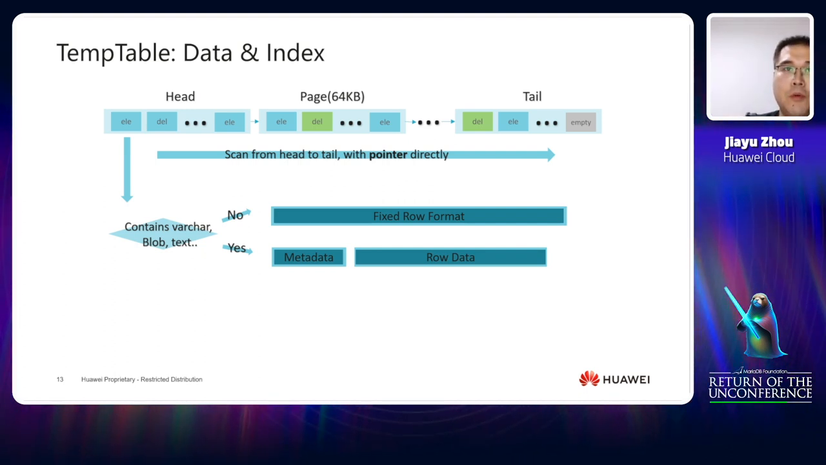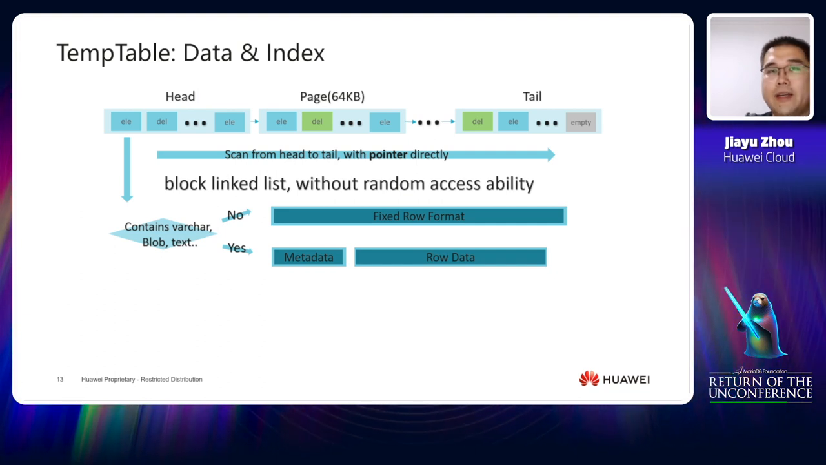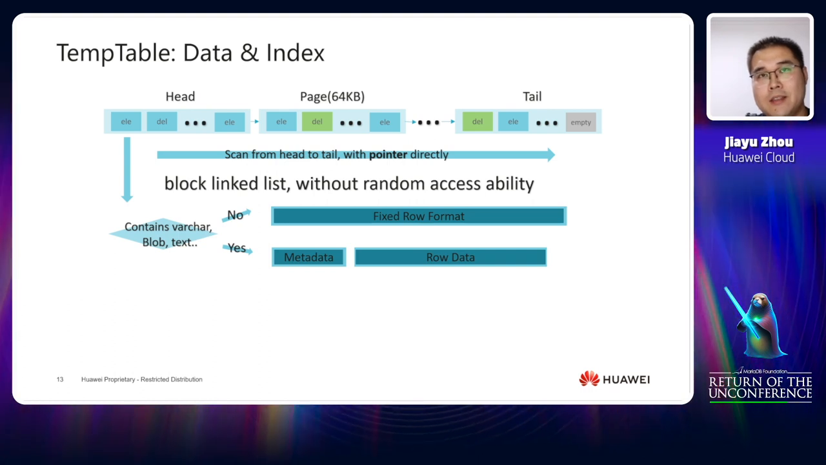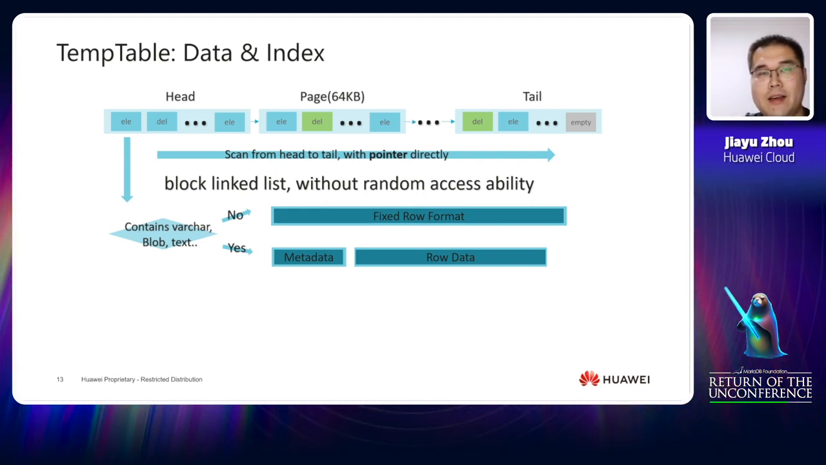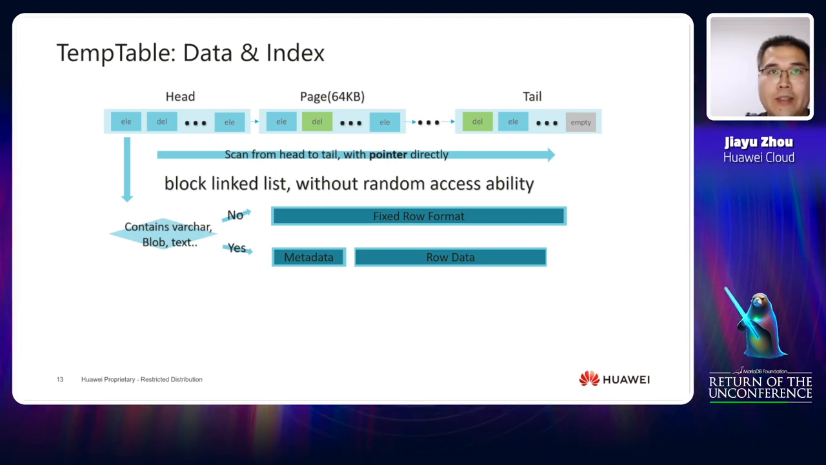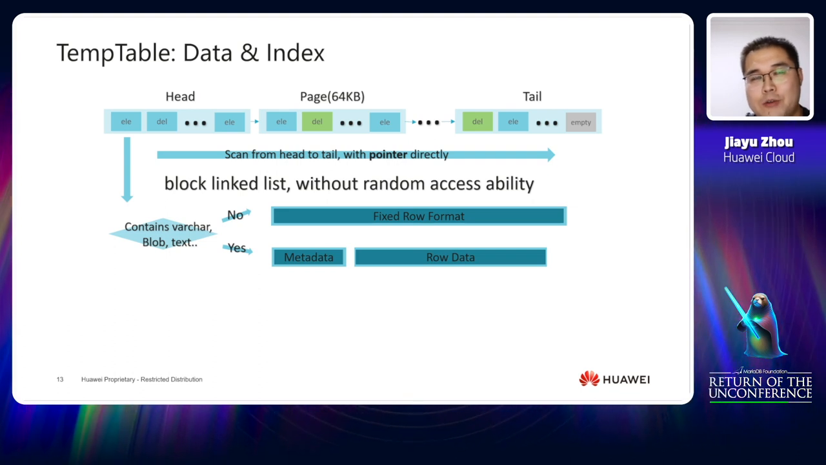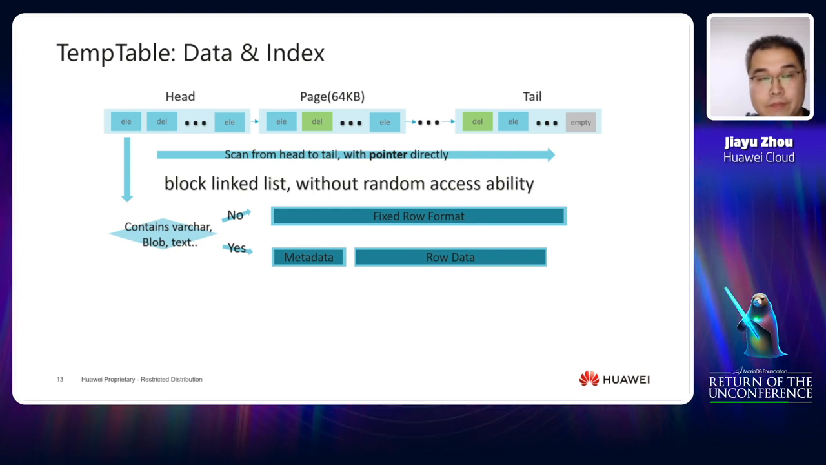You can use the pointer directly. It's just a block linked list, like the Heap engine. But the difference is it does not support random access, because it's just a normal block linked list. You can't randomly read some record in one page.